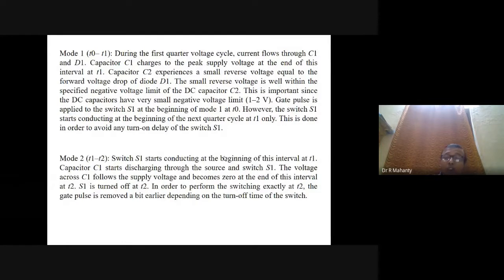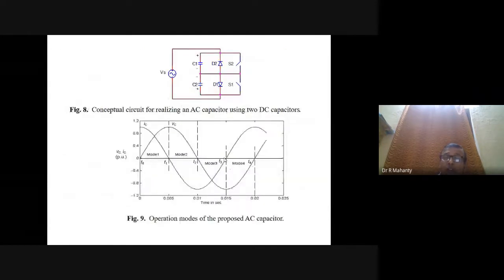Now, when C1 and D1 are conducting, there will be some voltage drop across the diode D1. What is the voltage drop across diode D1? It is about 1 volt or less than 1 volt. So this much voltage appears across capacitor C2 in the reverse direction. Now, an electrolytic capacitor of 400 volt or 500 volt can withstand a reverse voltage of the order of 3 to 4 volts.